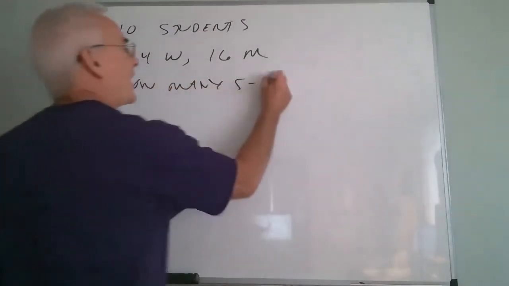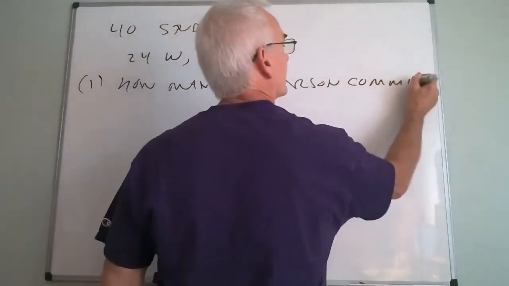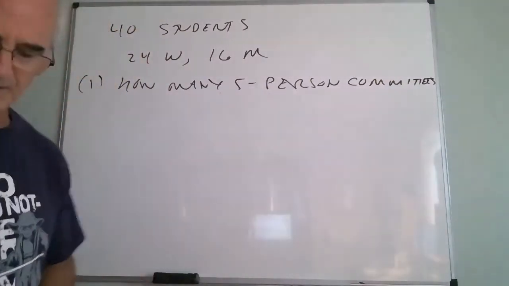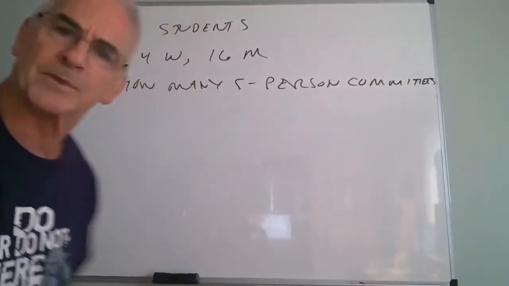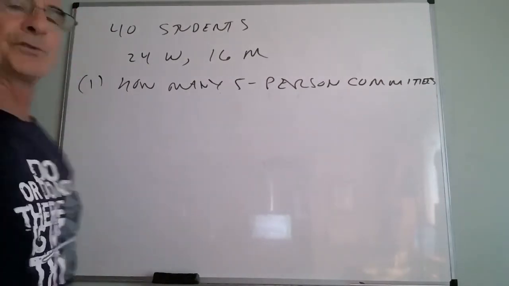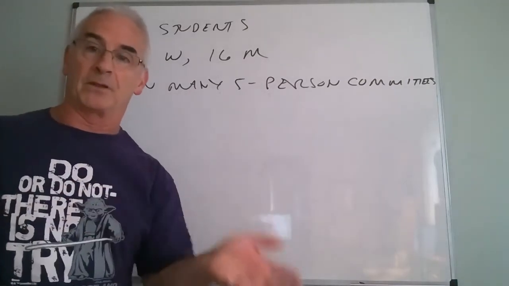How many 5-person committees are there? How many different 5-person committees could be formed? And 40 students, I'm going to choose 5 people. So how many ways? I don't want a number. Tell me what is it?